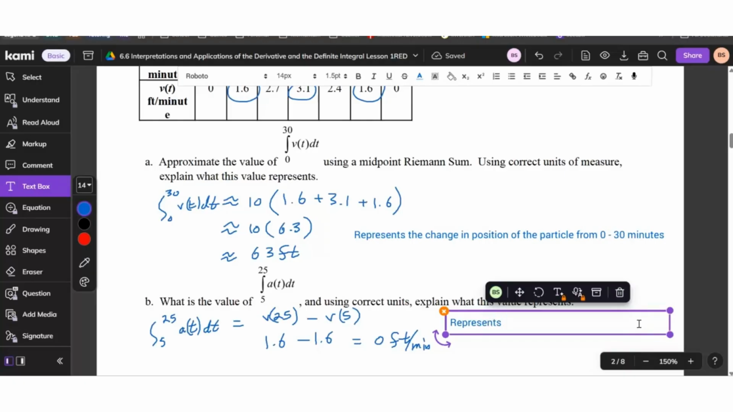Kind of. So it represents... but it starts at the same velocity and ends at the same velocity. Because it might have changed. Exactly. So it doesn't necessarily mean that it didn't change or anything. It just means that at 5 and 25 it was the same net velocity. Yeah. So it could have changed.